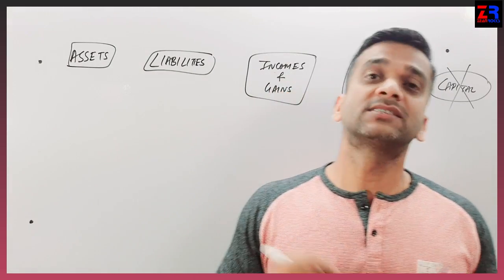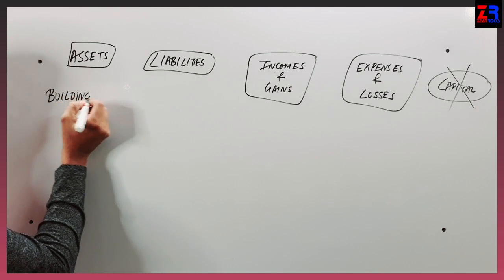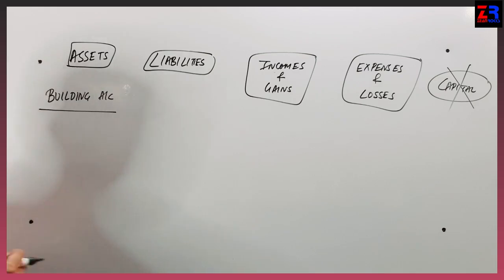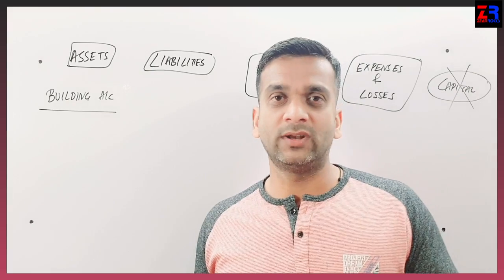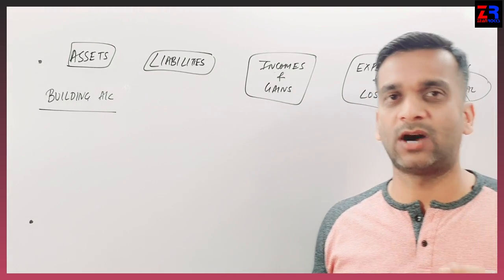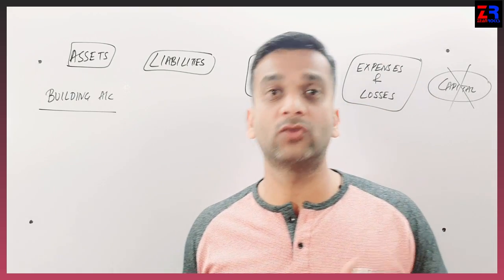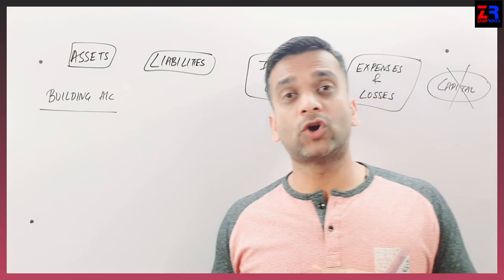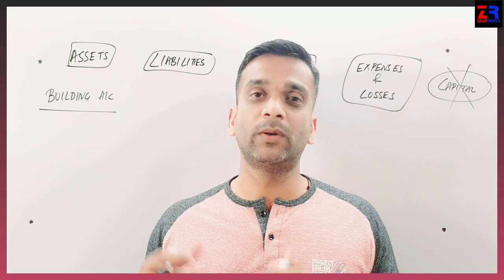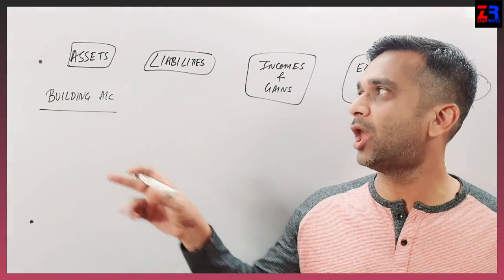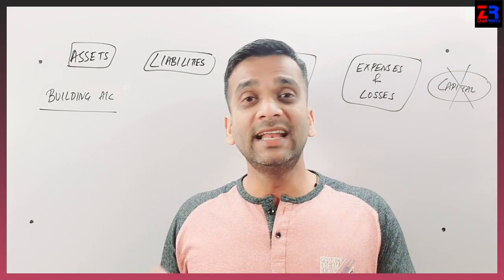Start with asset. Suppose it is given building account. It becomes very simple because you have understood the logic of assets, liabilities, incomes and gains, and expenses and losses. So building account is an asset. Air conditioner account, furniture account, goodwill account, motor car account, laptop account, equipment account, tools account, these are all assets. Asset account is related to assets.